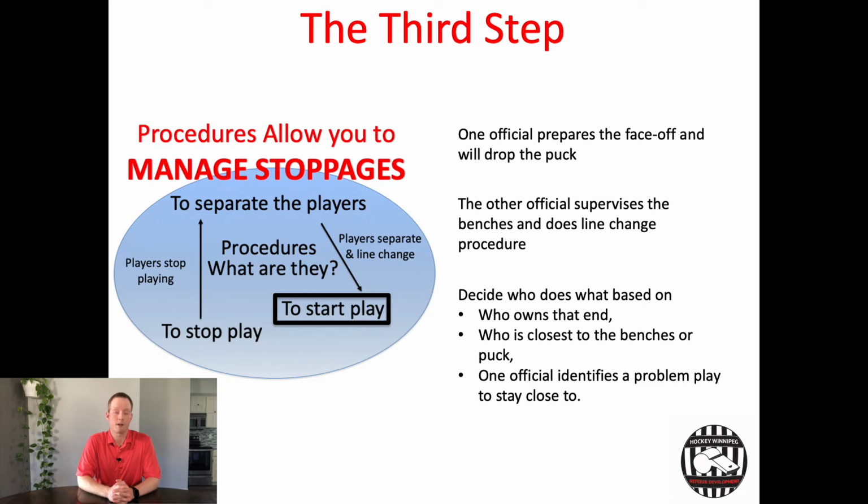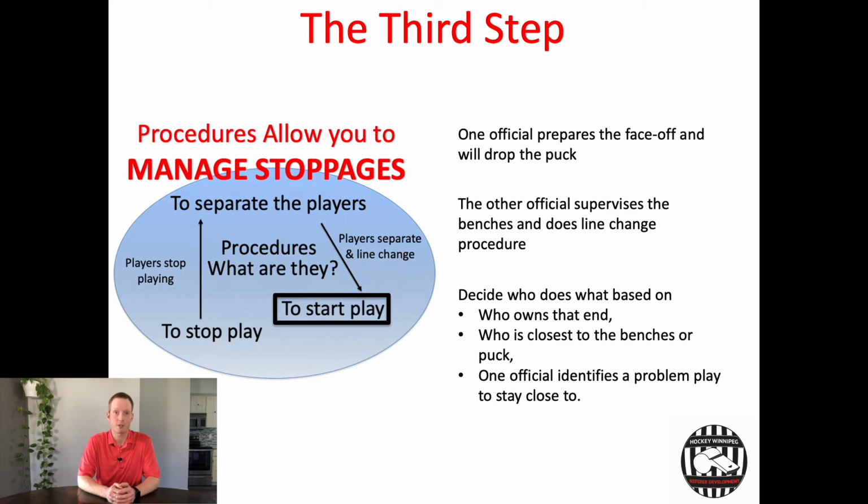One official is going to prepare the face-off, and the other one's going to drop the puck, and the other official is going to supervise the benches and then also do line change procedure. How you decide to do that is usually based on whose end it was. The official who stopped play gets the puck, does face-off. The other official does line change. But sometimes, perhaps one of you ends up closer to the benches, and that's the official who's going to go and take the benches in the line change procedure.